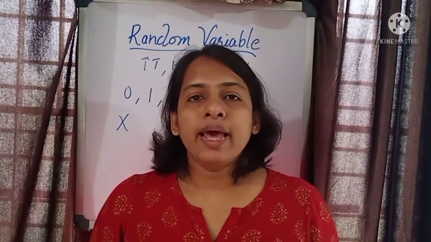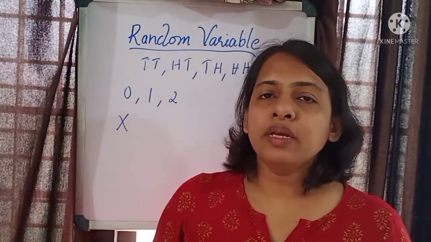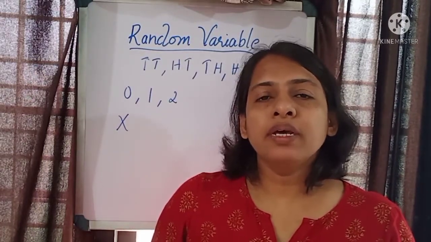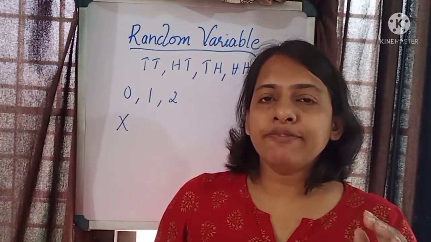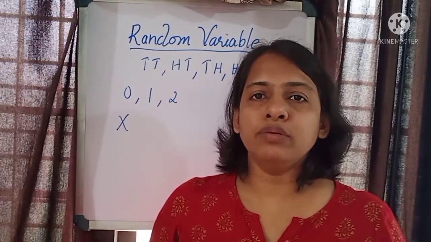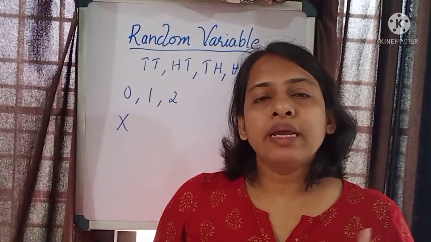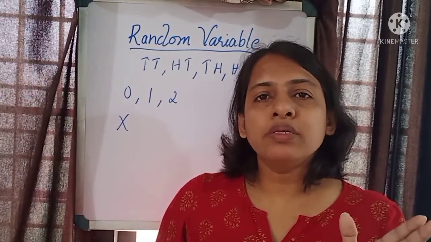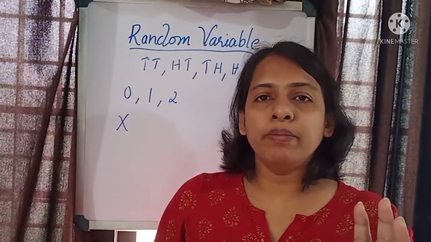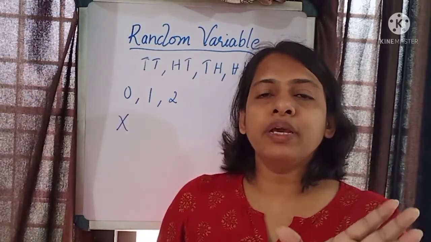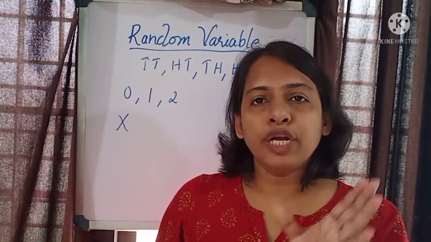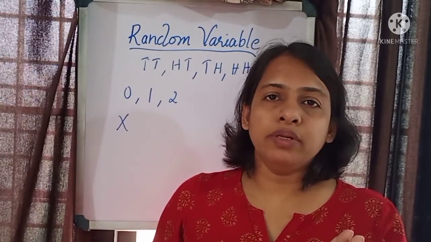Random variable may be discrete or continuous. Discrete random variable means the variable takes only specific values or integral values. But in the case of continuous random variables, those variables take values in between a specific interval. They are termed as continuous random variables.